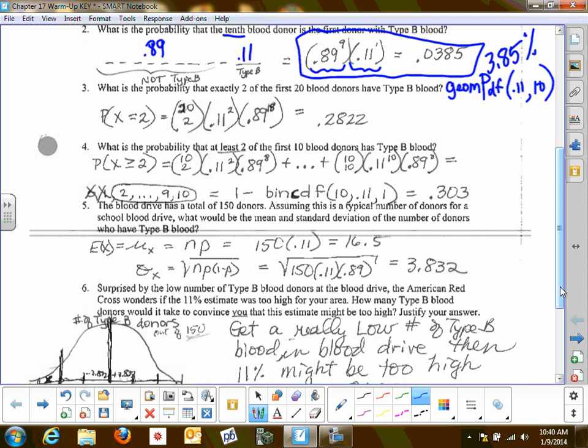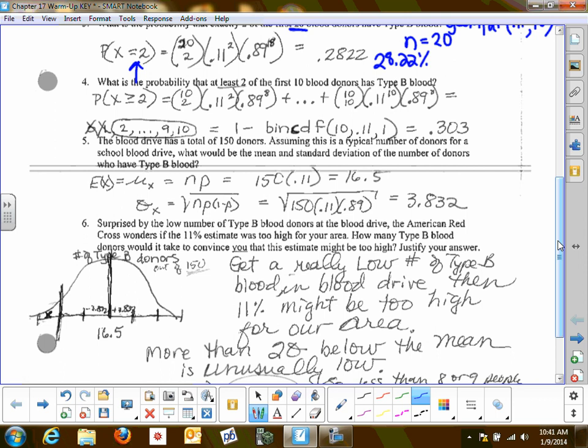Number 3, what's the probability that exactly 2 of the first 20 have type B blood? This is telling me that I know n, so that's why this is a binomial problem. We want exactly 2, so that's just equaling 2, and that's your 20 choose 2, 0.11 to the second, 0.89 to the 18. And again, that's 28.22%.